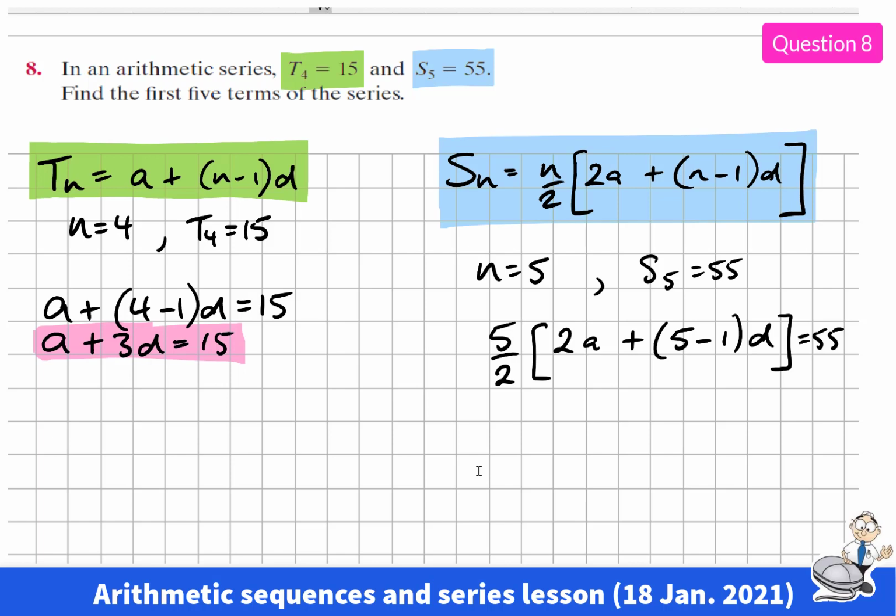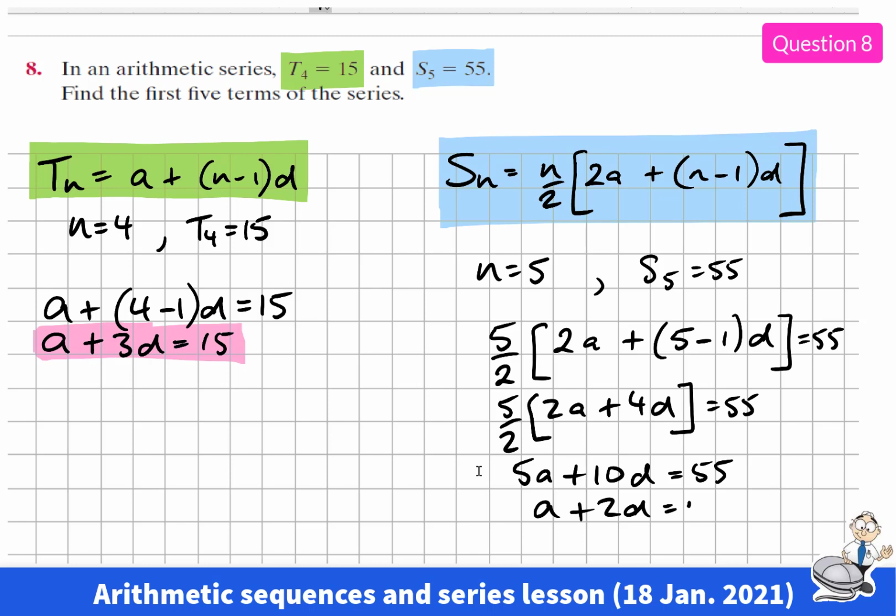I don't like that I'm dividing by 2, but maybe it'll divide by 2 in a second. 5 minus 1 is 4, so I'm getting 5 over 2 into 2a plus 4 times d is equal to 55. So I'm halving both those terms. When I multiply 2 by 5 divided by 2, I'm getting 5a. Multiply 4 by 5 over 2, I'm getting 10. So I'm getting 5a plus 10d is equal to 55. And I see that 5 is a common factor here, so I could say a plus 2d is equal to 11.